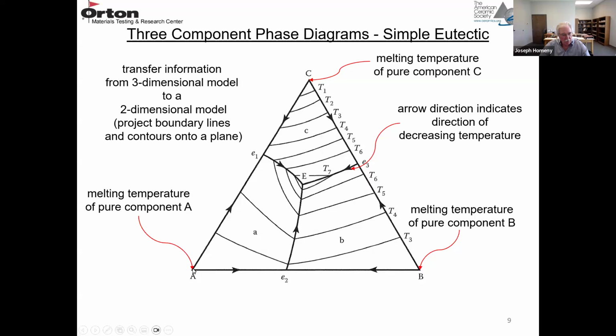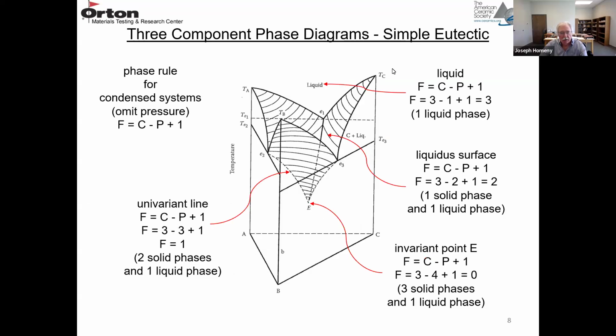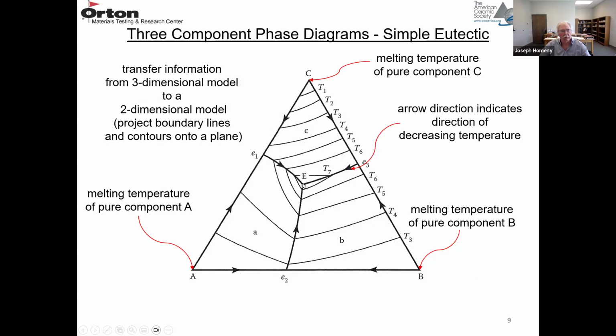Here's the melting temperature of component A, the melting temperature of component B, the melting temperature of component C. Now the boundary lines have these arrows on them. The arrows indicate directions of decreasing temperature. So this is your eutectic in this phase diagram here. That point E is in the center here.